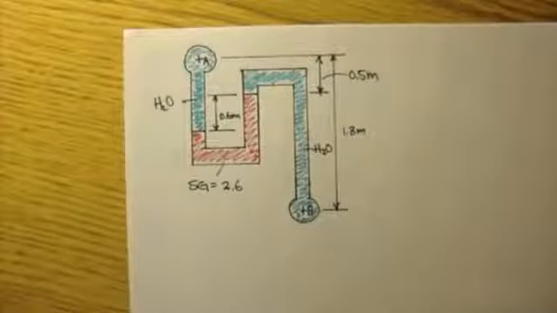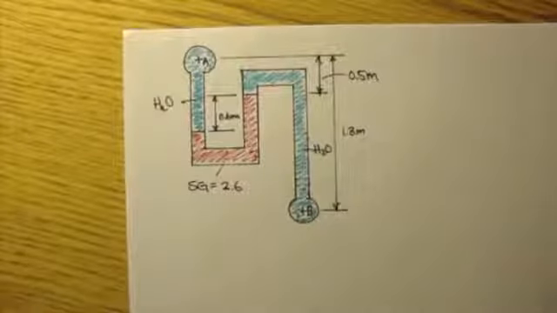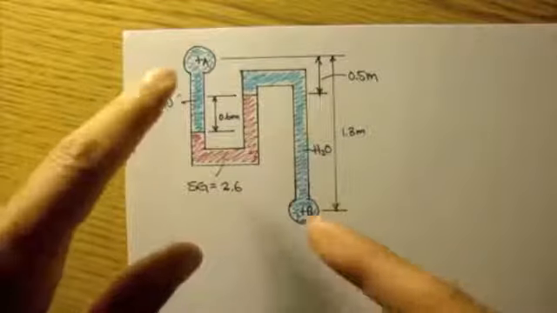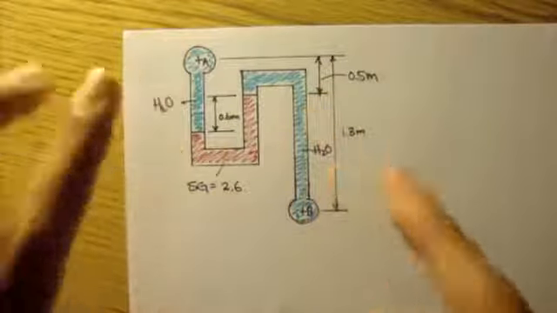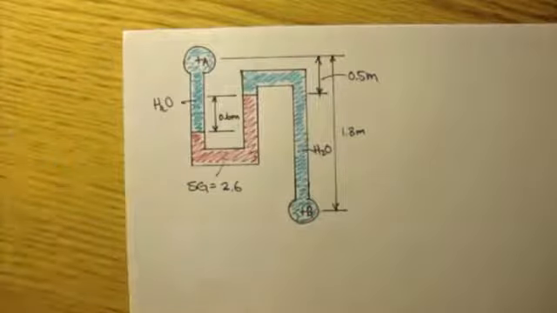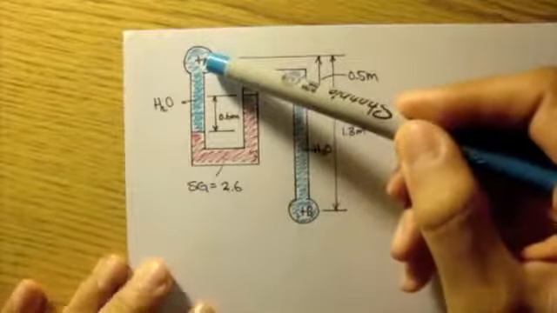Alright, so we have one more example here involving pressures and static fluids and manometers and such. Here we have a completely closed tube. You can't put liquid in or out. And up here we have point A, and it's water.